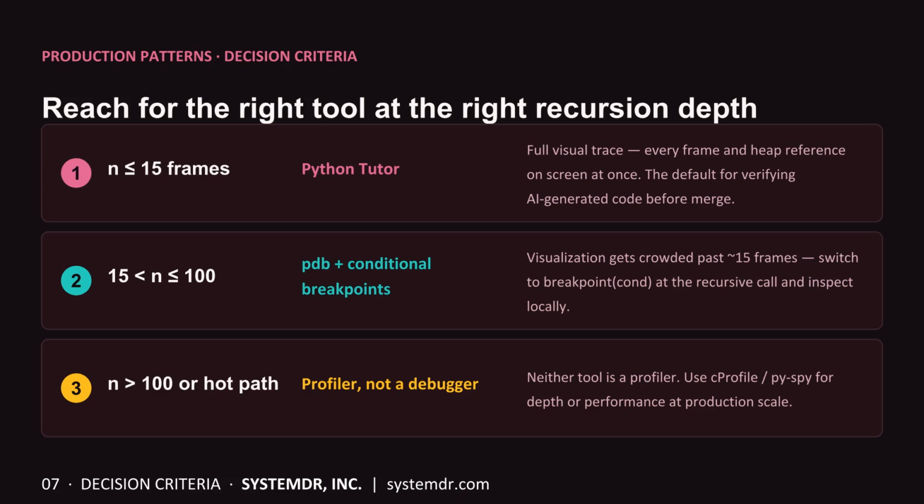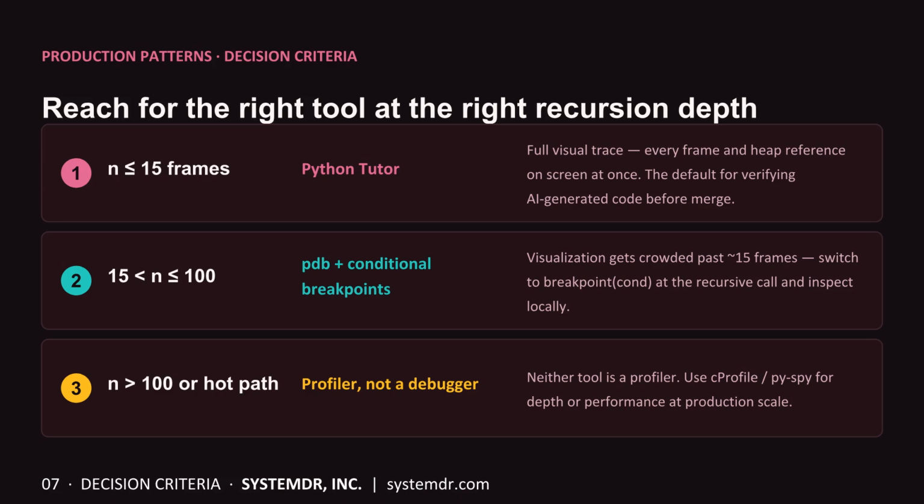Between 15 and 100 frames, the visualization genuinely gets hard to read. At that point, switch to PDB with conditional breakpoints. Gate a breakpoint on a condition at the recursive call site so you only stop on the frames that actually matter. And beyond 100 frames, or anywhere on a hot path, neither of these is the right tool anymore.